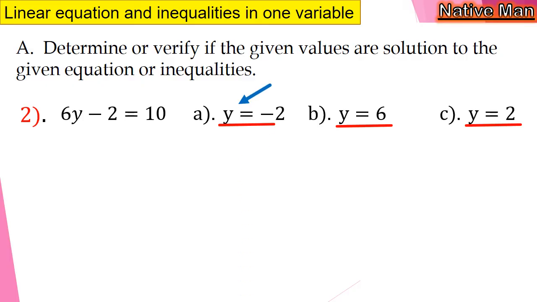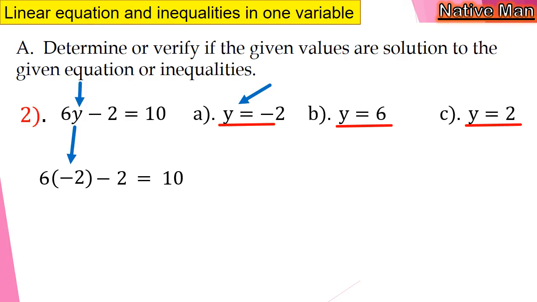Okay, so let's start with letter A, y is equal to negative 2. Again, this is the variable y. We just substitute the value of y. So 6, the value of y is negative 2. 6y means 6 times y. So 6 times negative 2. Then bring down, minus 2 is equal to 10. We don't change anything, we just replace the variable with its value.